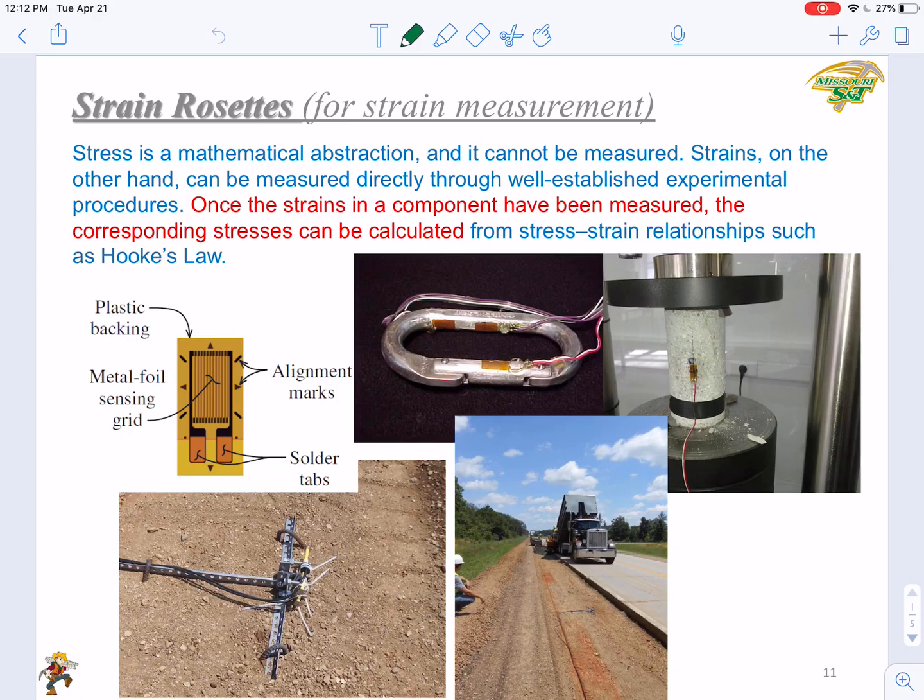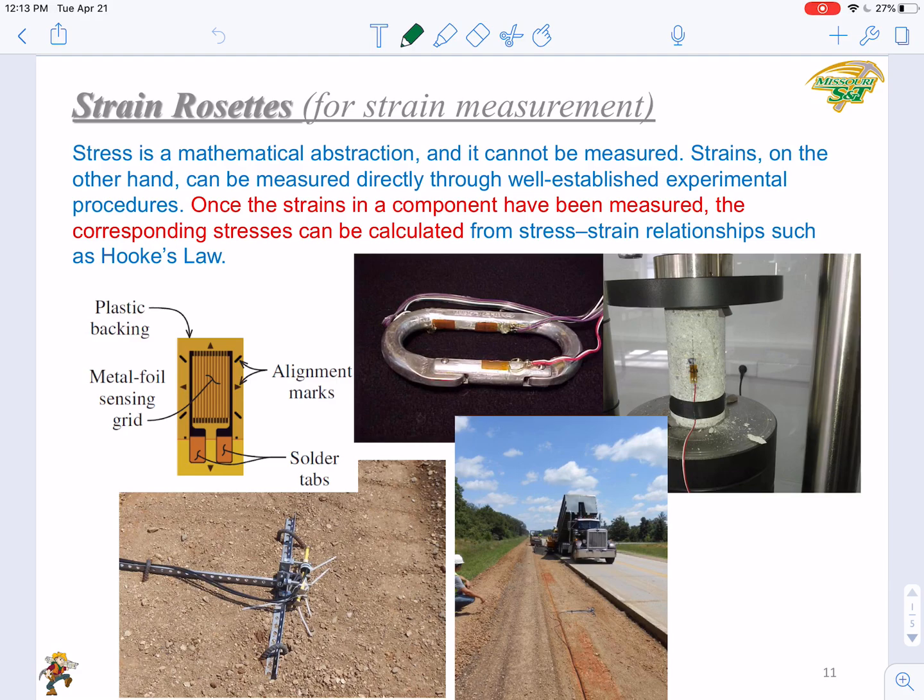Okay, here I will show how we can determine the strain status at a point in a real-world structural member. You know that stress is a mathematical abstraction, so it actually cannot be measured directly. You may be able to measure the loading, and if you know the dimensions, you can calculate the areas and calculate the normal stresses in some way. But normally you cannot measure the stress directly.